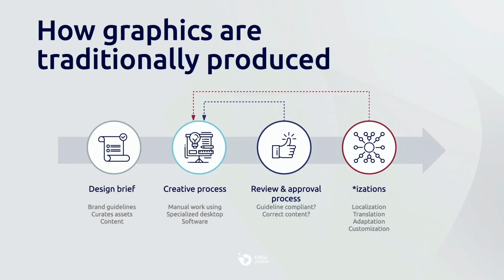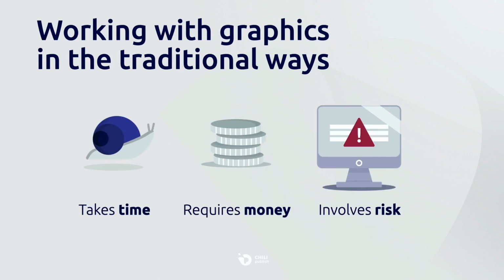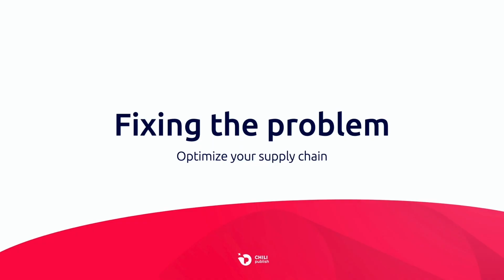The first challenge, when you look at this, is essentially how graphics are traditionally produced. Now, this is a 100% manual process, and that brings a number of challenges with it. It takes time, it requires money, and involves a certain amount of risk. So how do we fix that? We optimize the supply chain.